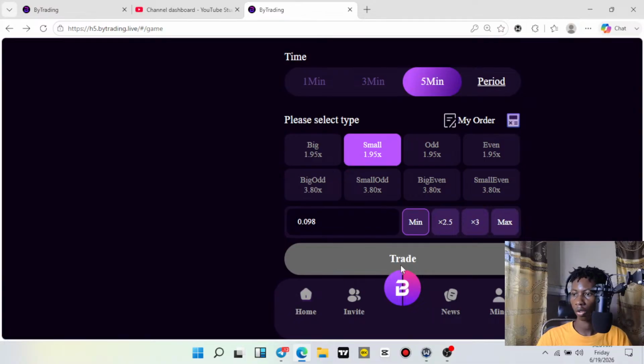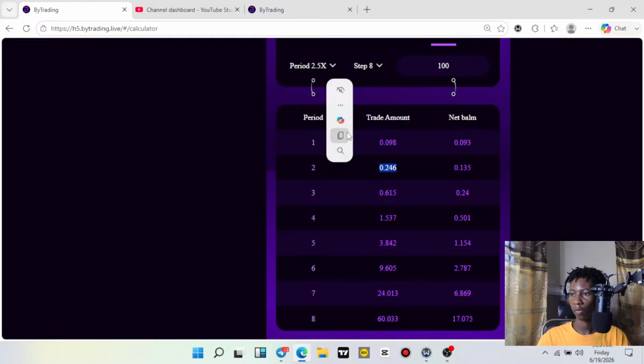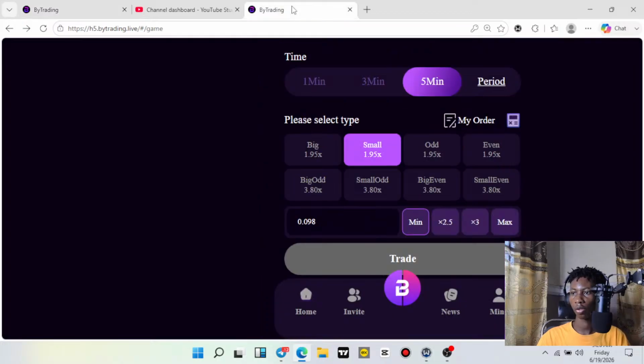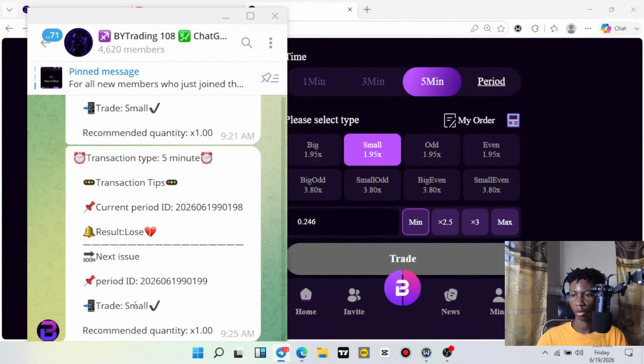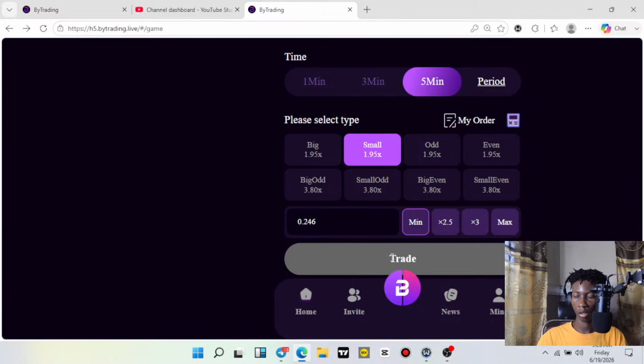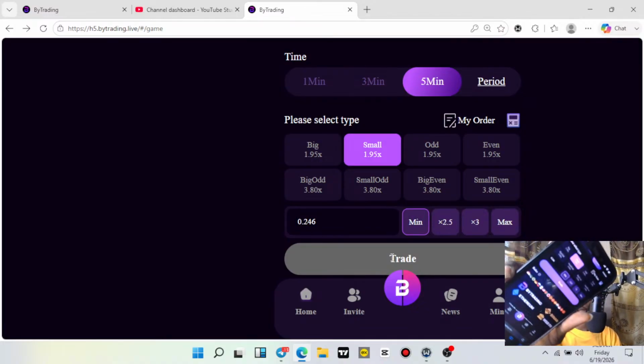Sorry about that. I have to go with phase two, and this is what I'm to use on the next trade. And you guys should take note of this small and the period ID. So I have to go with it and then click on this trade. I'm joining the trade right now. I've actually joined the trade.